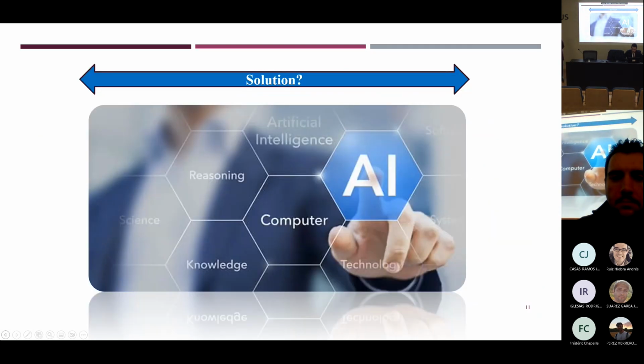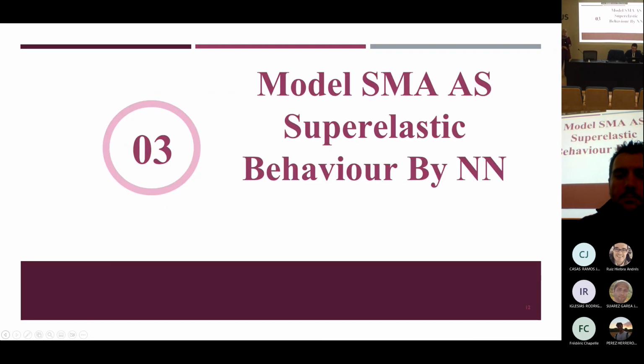And here, the second keyword exists, which is artificial intelligence, which can be a solution to study shape memory alloy with high performance. For that, we started to study the first characteristic of shape memory alloy, which is superelasticity.